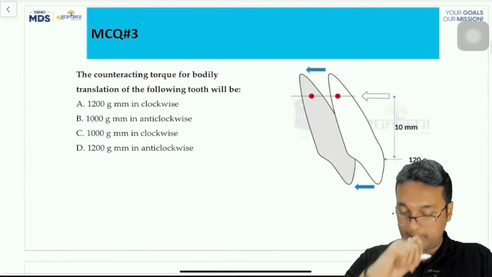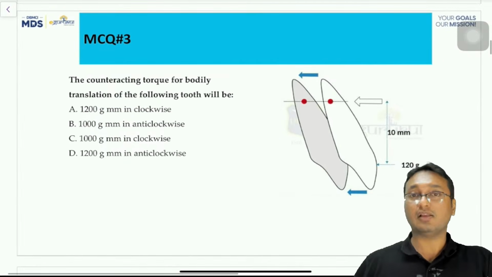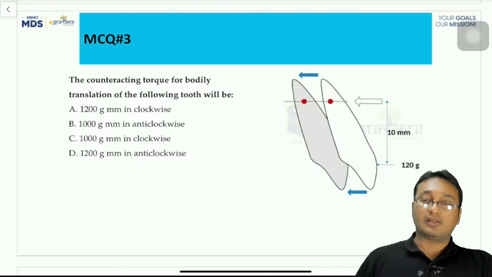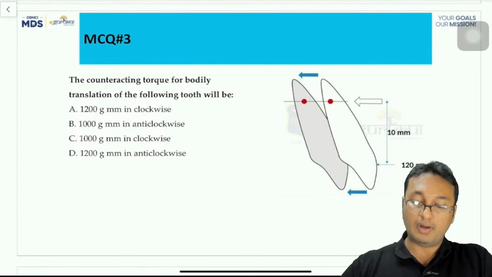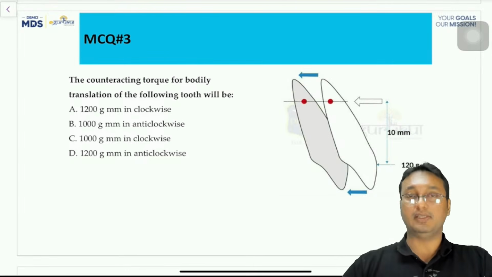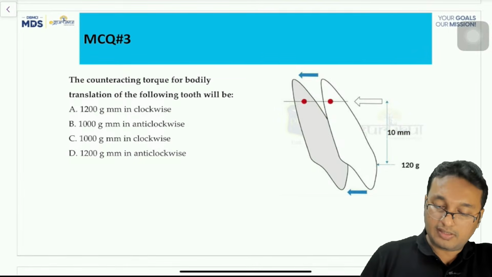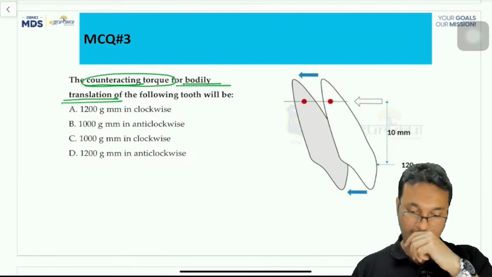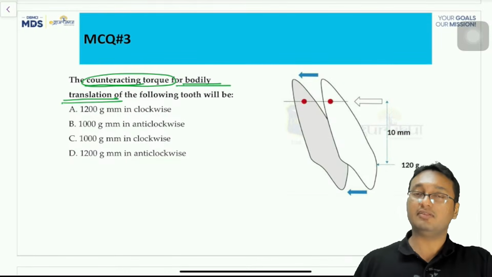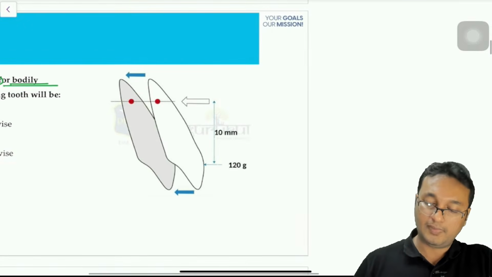Next, again a conceptual question and a confusing one as well. The counteracting torque for bodily translation of the following tooth will be. Now the question is asking for the counteracting torque for bodily tooth movement, for bodily translation. It's a numerical question and a conceptual question at the same time.